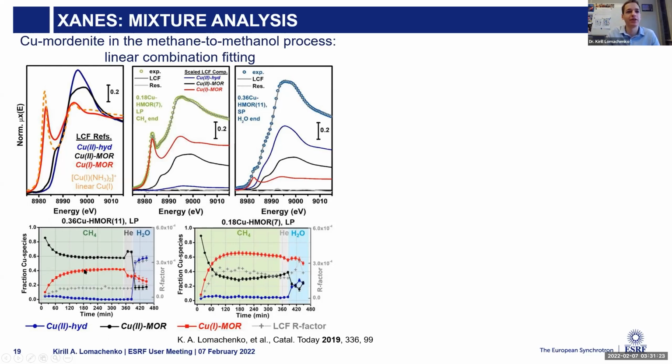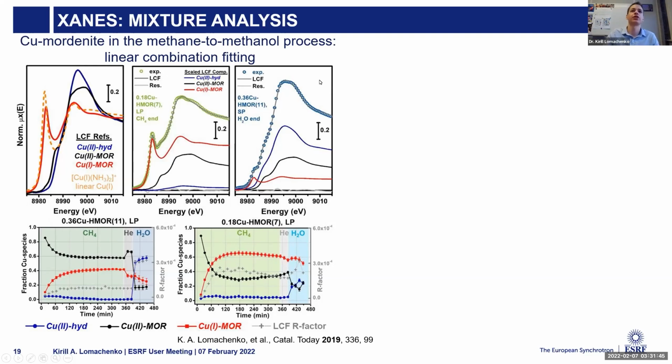So all this can be tracked, and you can also tell the difference between the different samples, because these two plots are two different samples. So you see that they behave differently. One of them is more prone to form copper 1 than the other, and that may explain the difference in their catalytic activity, in their productivity.